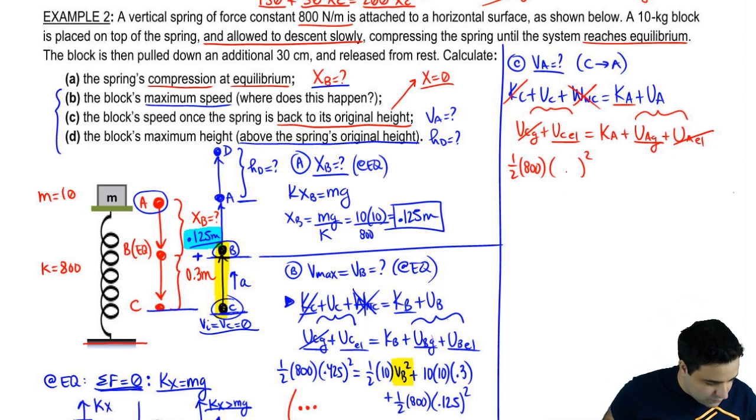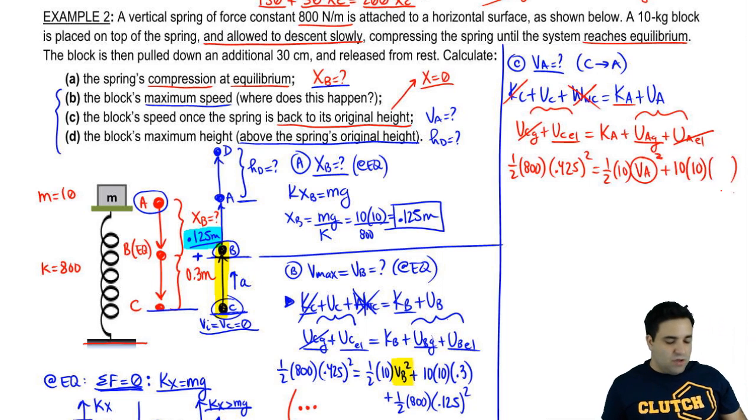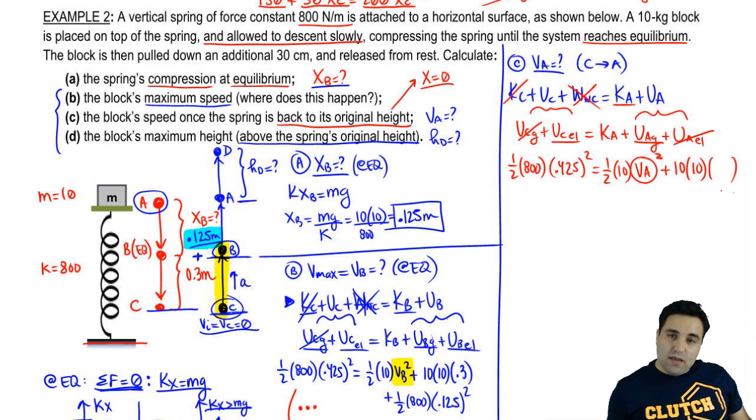So 0.425. Over here I have one half, the mass is 10, v_A is what I'm looking for. And here, gravitational potential energy, m times 10 (g), times h. Let's figure that out. What is the height at point A?